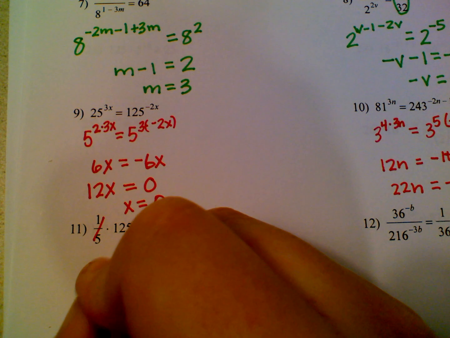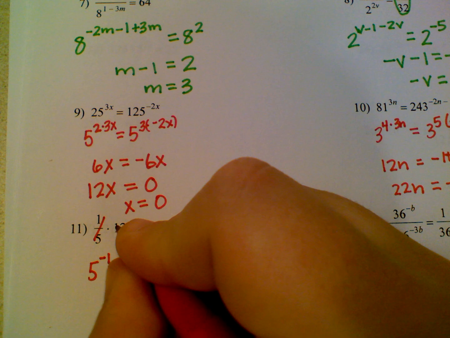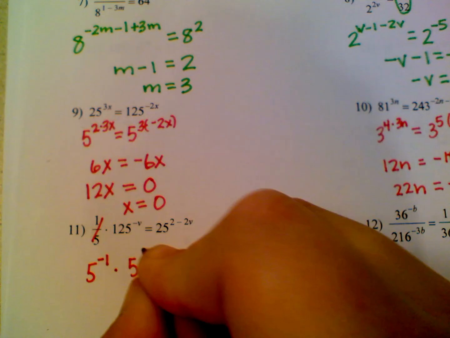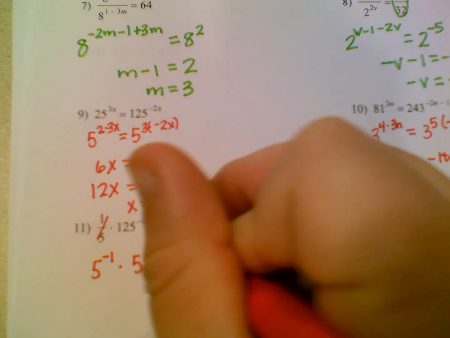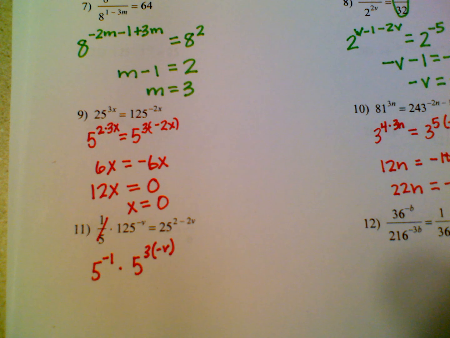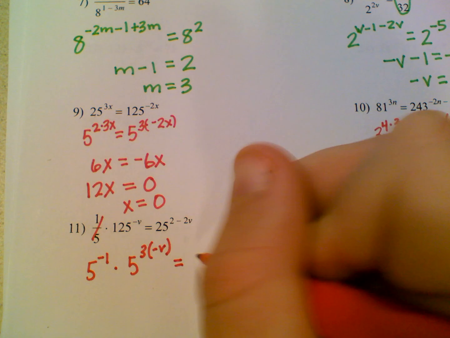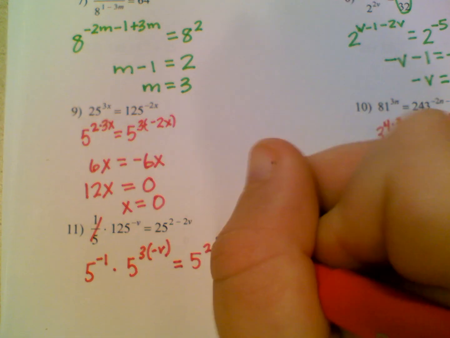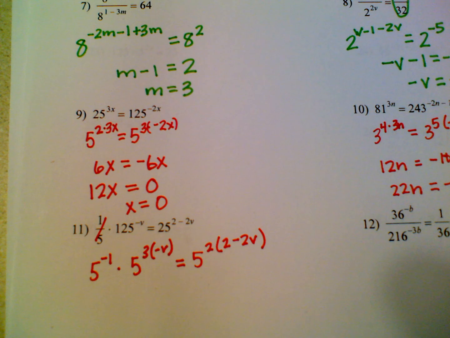So the 1/5, that's 5 to the negative first, and we talked about that a lot when we were graphing. 125, that's 5 cubed. And if you already have a power up there, when you change it, you have to multiply that power. And then 25, that's 5 squared. And so that will also get multiplied by the exponent that's already up there.